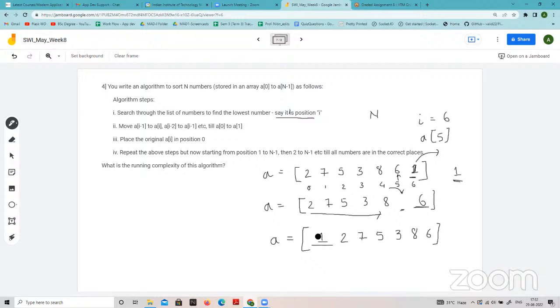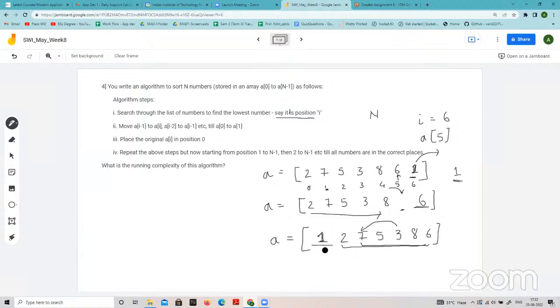Okay, this is done. Now, repeat the above steps, but starting from position 1 to n-1. What is this? This is position 1. Since 1 is filled in index 0, I don't have to move it because my lowest number is already at the lowest point. If I do the same thing with this list, I will end up with 2 coming at the same point. Then 3 coming here. So finally my array becomes sorted, with all smaller numbers coming to the front.